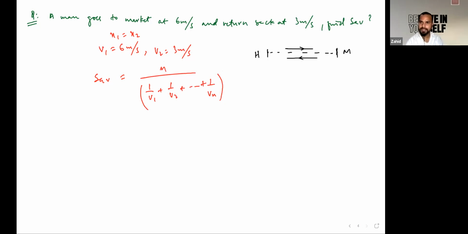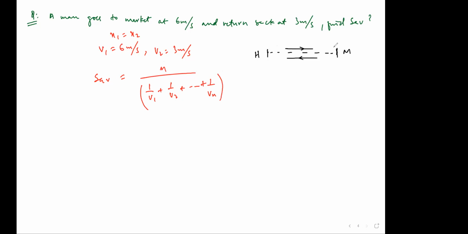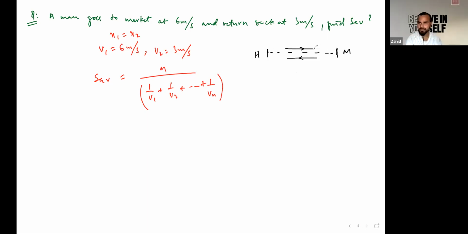Is it clear, Savita? Yes, sir. Sir, could you once again explain how the distance is equal? On going from home to market and on returning back, the path going from this to this and this to this would be the same. So distance would be the same. Yes, sir. Thank you, sir. That's why I've taken x1 equal to x2.